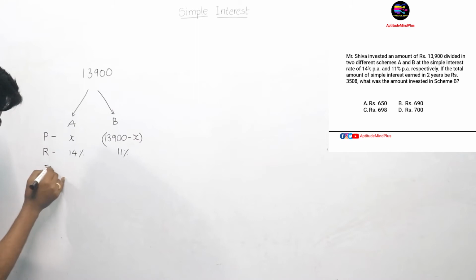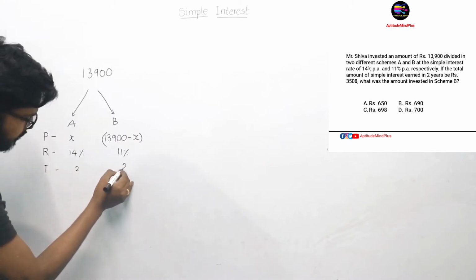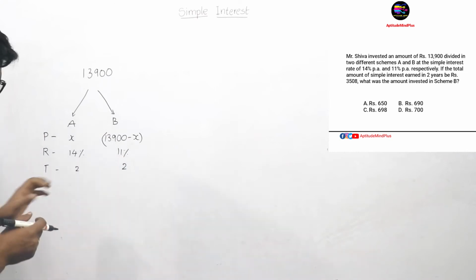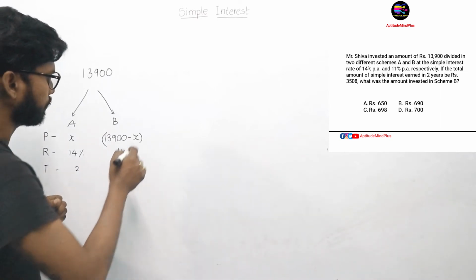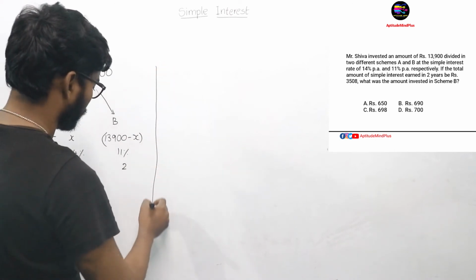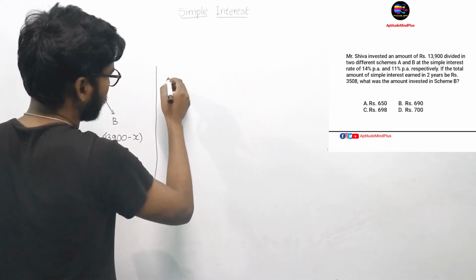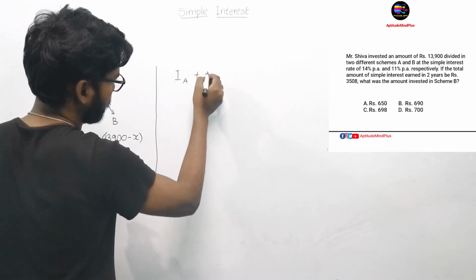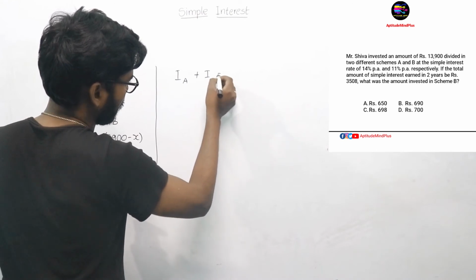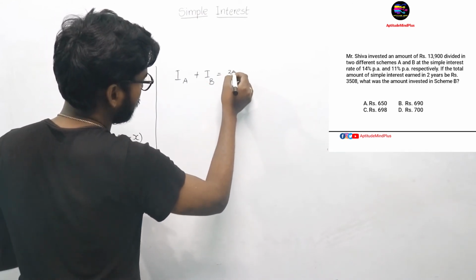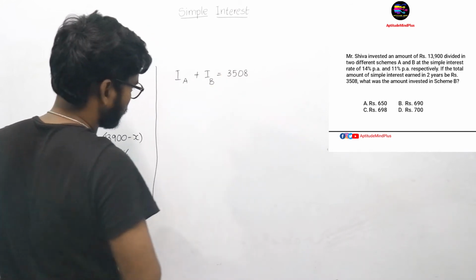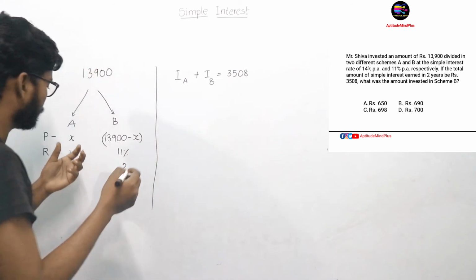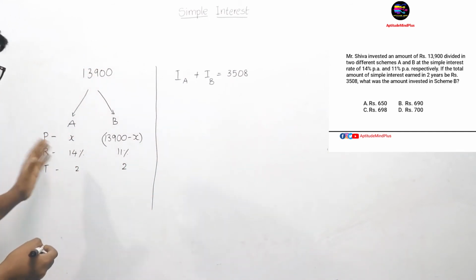And time is 2 years. Both of them were invested at the same time, and the time was given as 2 years. Okay, so in the question it is given that the interest in scheme A plus scheme B will be 3,508 rupees. So what is the formula for interest? PTR by 100. What is P here? X, R is 14, T is 2.